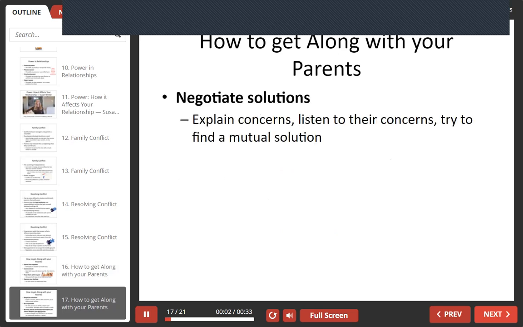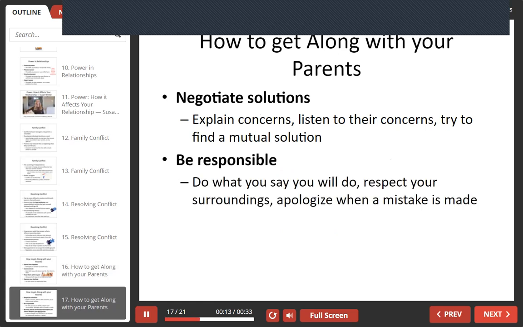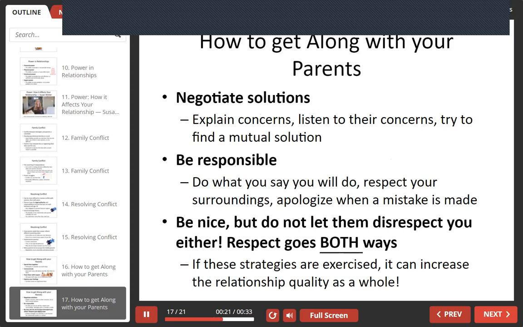Another way is to negotiate solutions. Explain concerns. Listen to their concerns. Try and find a mutual solution that you are both happy with. Be responsible. Do what you say you will do. Respect your surroundings. Apologize when a mistake is made. And be nice, but do not let them disrespect you either. Respect goes both ways. If these strategies are exercised to the best of your ability, it can increase the relationship quality as a whole.